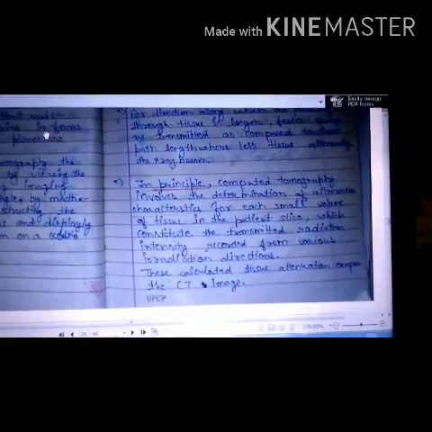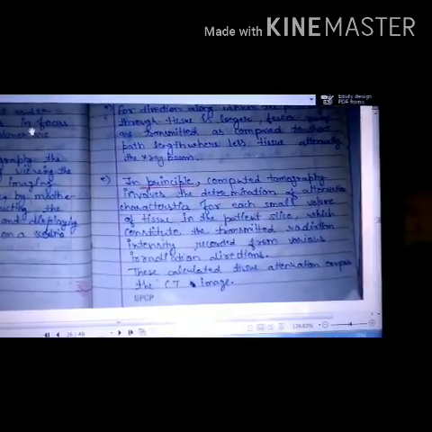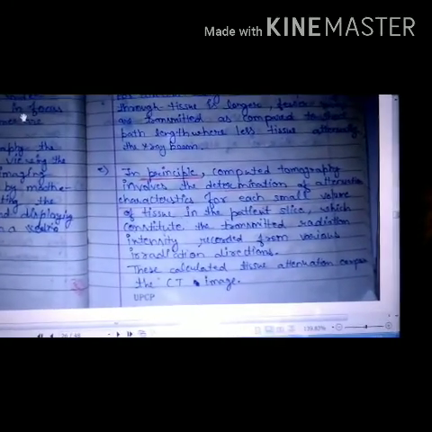Now it constitutes a transmitted radiation intensity recorded from various regions. These are calculated, compared, and after this the complete image is generated.